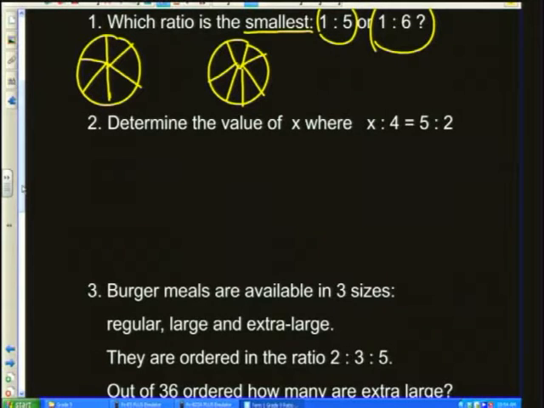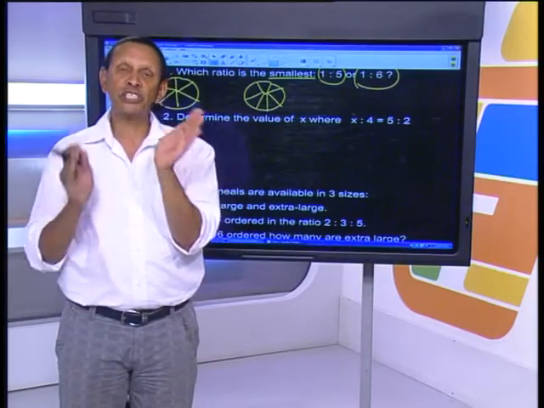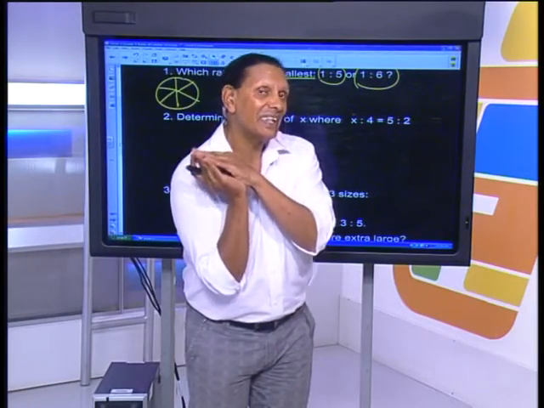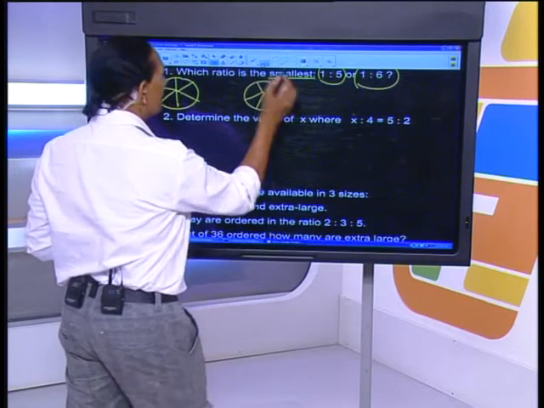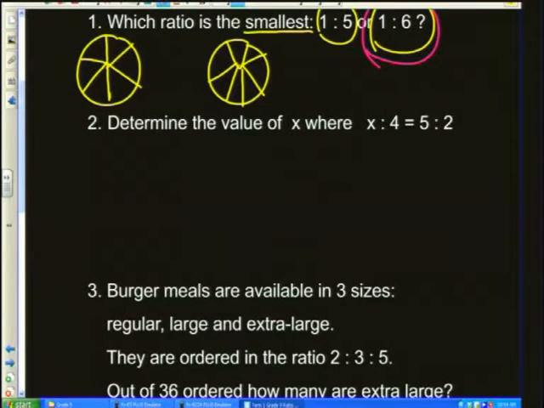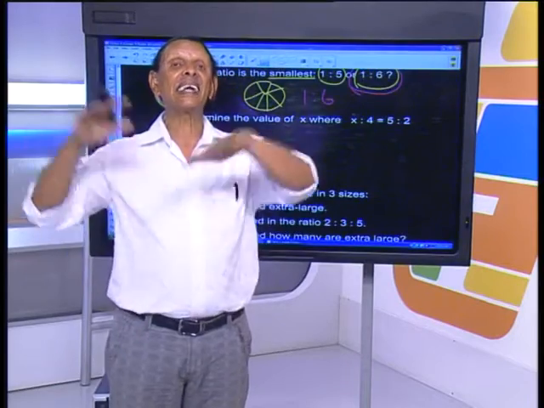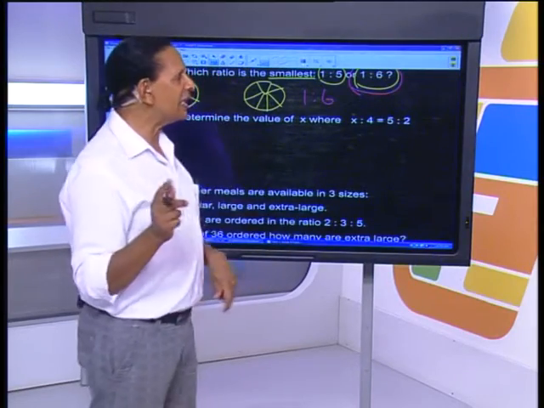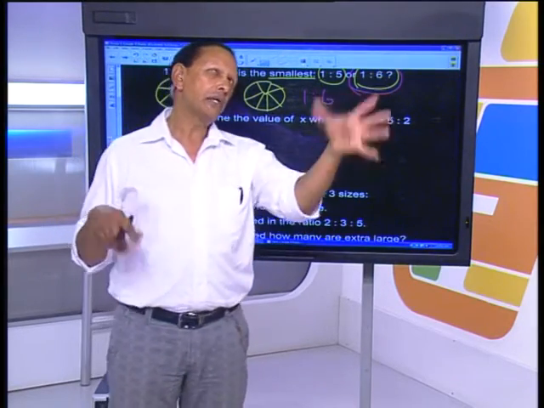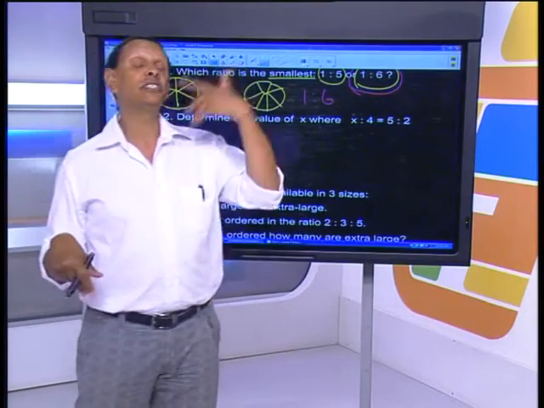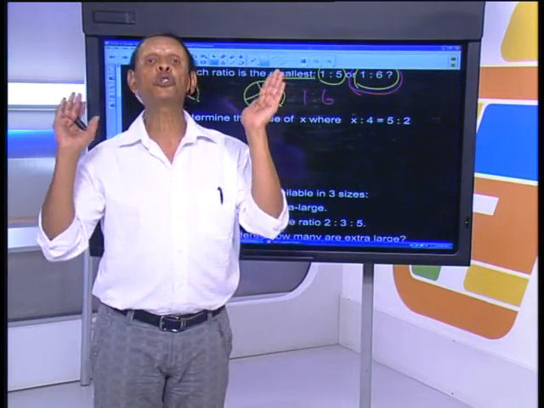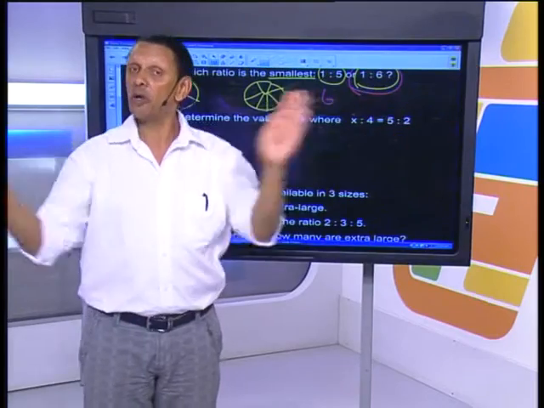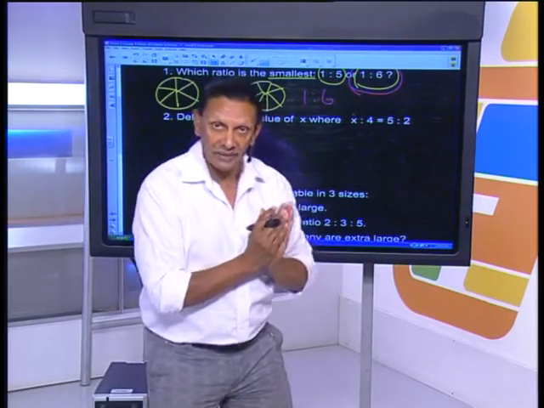Now think. Which ratio is the smallest? In other words, which one will give you the smallest portion? Yes, you're right. It is 1:6, isn't it? Because the pizza is divided into more pieces, so the portions are smaller. Very misleading, because you will think 6 is bigger, so it's a bigger one. No. You divide the pizza into smaller, more portions, so automatically it is smaller, isn't it?